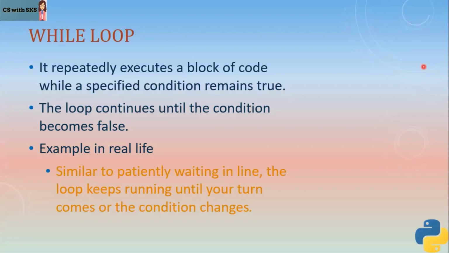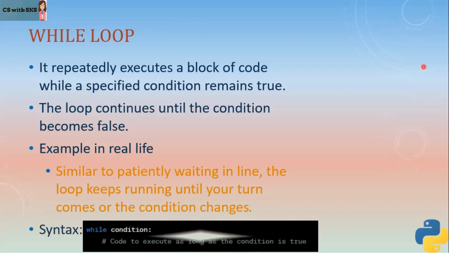In real life, it is similar to patiently waiting in a line: the loop keeps running until your turn comes or the condition changes. You're standing in the queue until your turn has come, right? Let's have a look at the syntax, which we'll understand with the help of some examples as well.